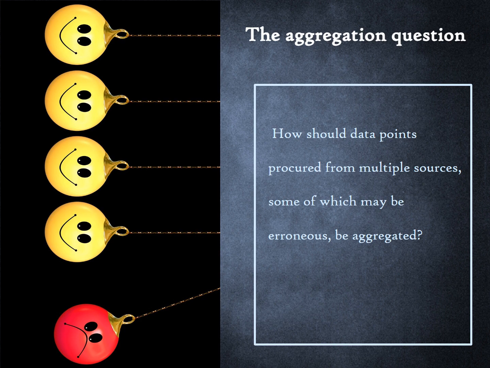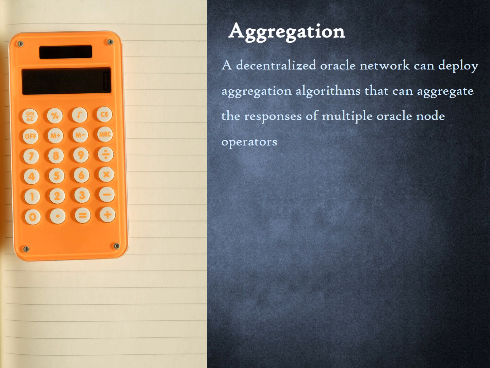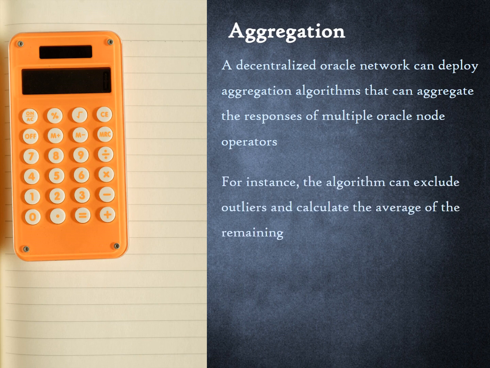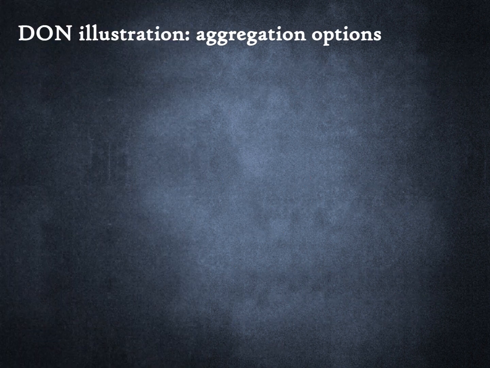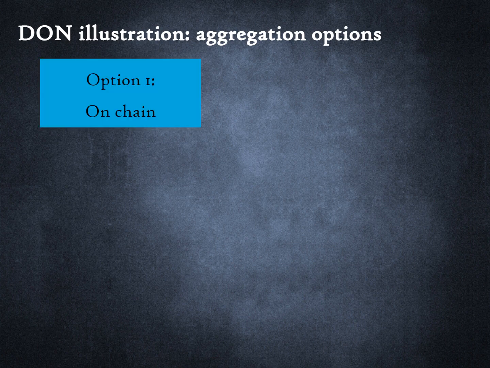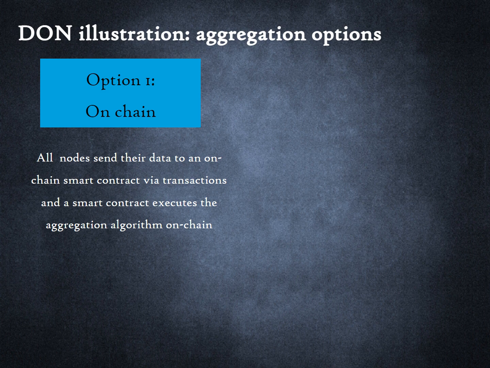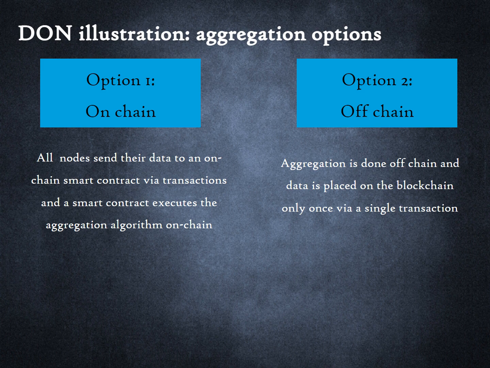Next, we will discuss aggregation. A decentralized oracle network deploys aggregation algorithms that can aggregate the responses of multiple oracle node operators. For instance, in our illustration, the algorithm can exclude outliers and calculate the average of the remaining. The nature of the aggregation algorithm will vary depending on whether the information sought is numeric or qualitative. There are 2 options. In option 1, all nodes send their data to an on-chain smart contract via transactions and a smart contract executes the aggregation algorithm on-chain. In option 2, aggregation is done off-chain and data is placed on the blockchain only once via a single transaction.